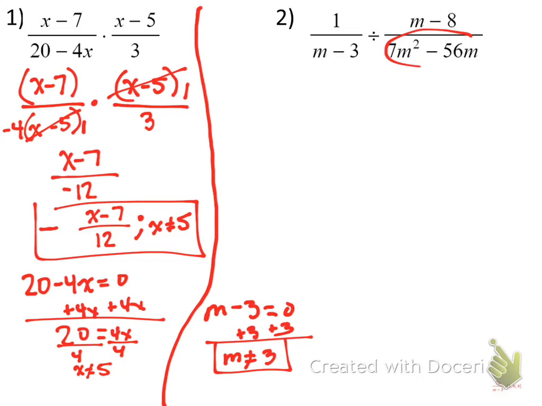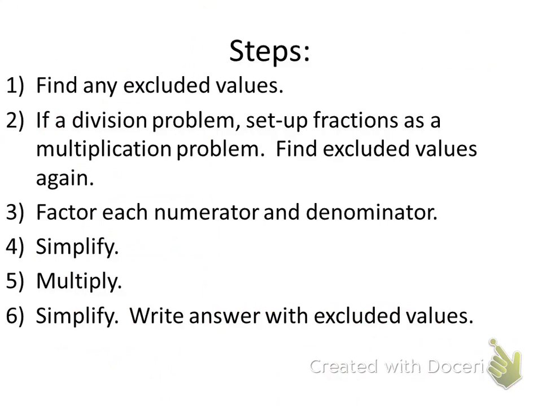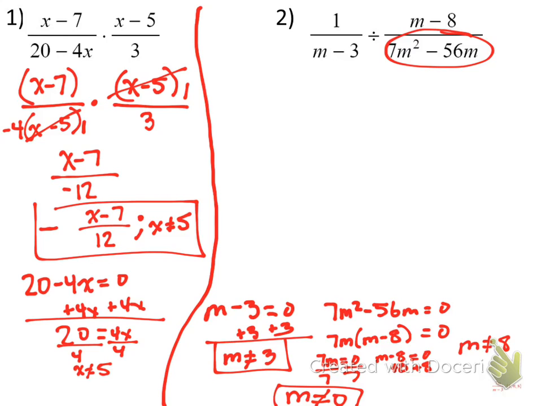We also have this other denominator here, 7m squared minus 56m. Make that equal to 0. So we have 7m squared minus 56m equal to 0. Factor out 7m, so this could be 7m times m minus 8 is equal to 0. Zero product property: 7m is equal to 0, and m minus 8 equals 0. So m shouldn't equal 0, and m shouldn't equal 8. Okay, these are all excluded values. This is step 1. This is all excluded values. Okay, step 1. Step 2.